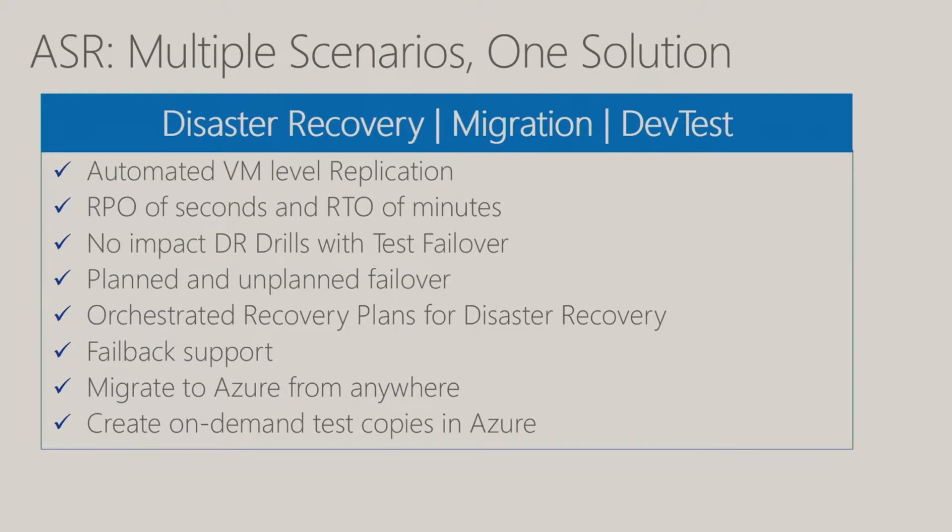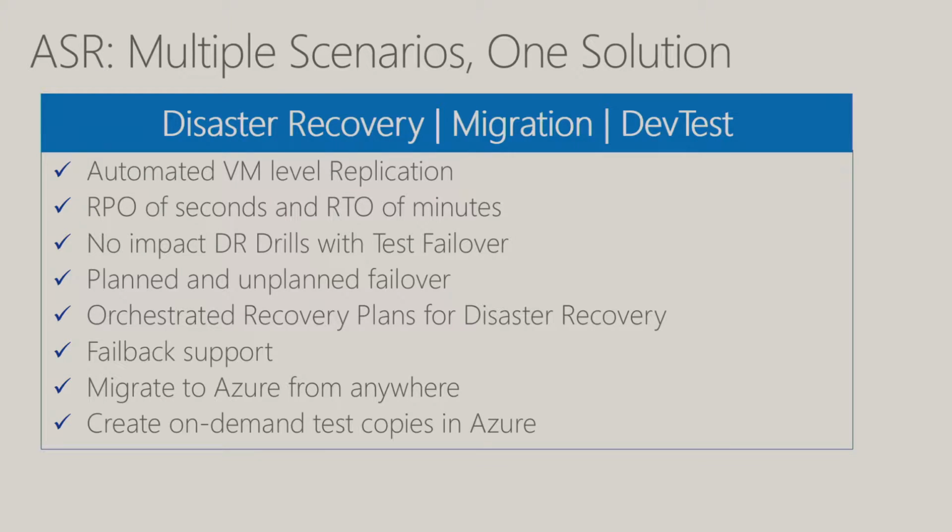Now, ASR has a set of core capabilities and enables multiple scenarios leveraging those core capabilities. The most foundational capability it has is a replication channel. And this is not a snapshot-based backup or data replication channel. It's a CDP replication channel, so that you get world's best RPO and RTO. Our RPO is in seconds and RTO is in minutes. We provide you no impact DR drill.